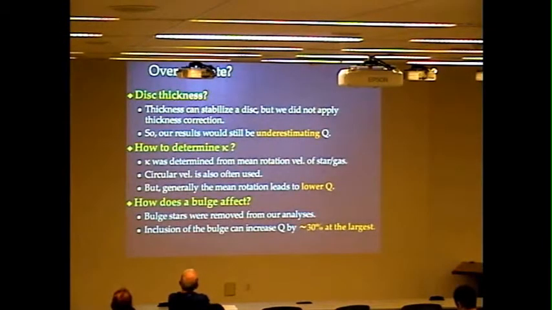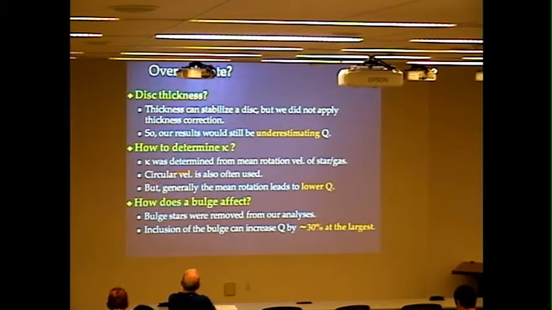Okay, you may think that my calculation may be overestimating Q, so I have to discuss this point. For example, disk thickness. Thickness affects the calculation of Q, but generally thickness can stabilize the disk, and I didn't apply the thickness correction in my calculation. So my calculation is still underestimating Q, not overestimating. And how to determine the epicyclic frequency is different between studies.